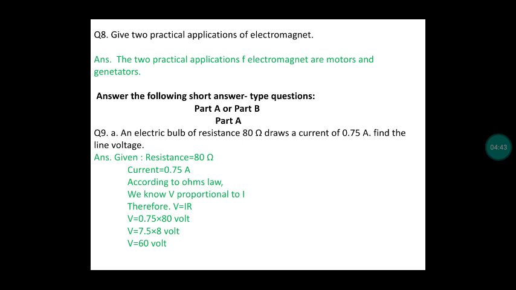V equal to I times R. What is I? 0.75. And what is R? 80. So V equal to 0.75 into 80 volt. If we do the calculation we will get 60 volt. So the voltage will be 60 volt.